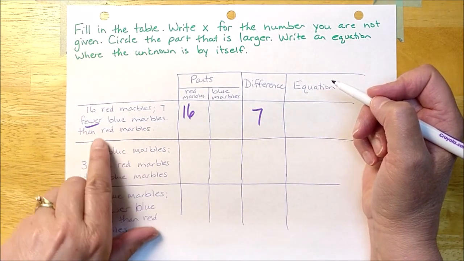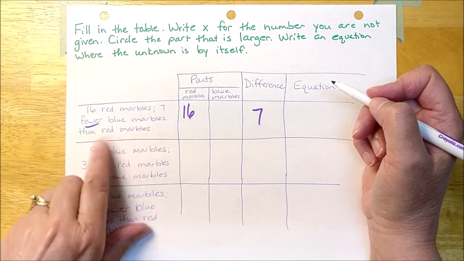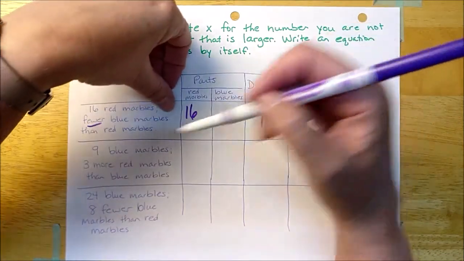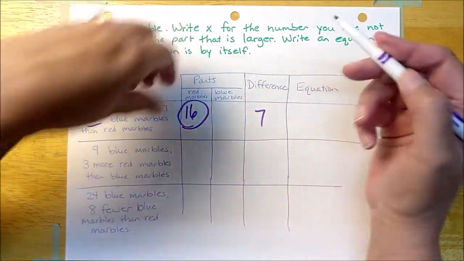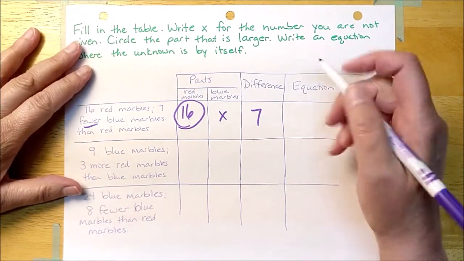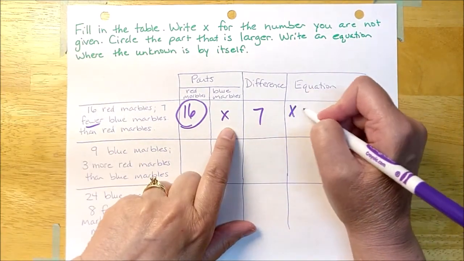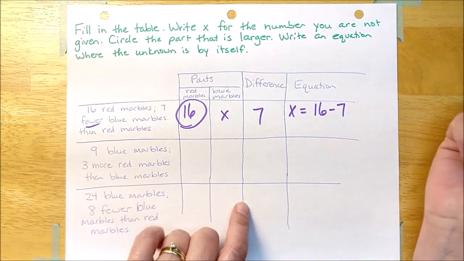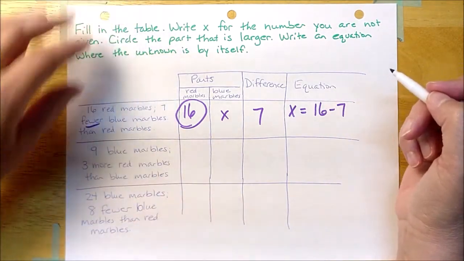Then blue marbles. I have 7 fewer blue marbles than red marbles. So I have fewer blue marbles. That means this is my large number. So in order to write an equation, I need to know this one. So I know my large number, so it's going to be a subtraction problem. And that would be my question.